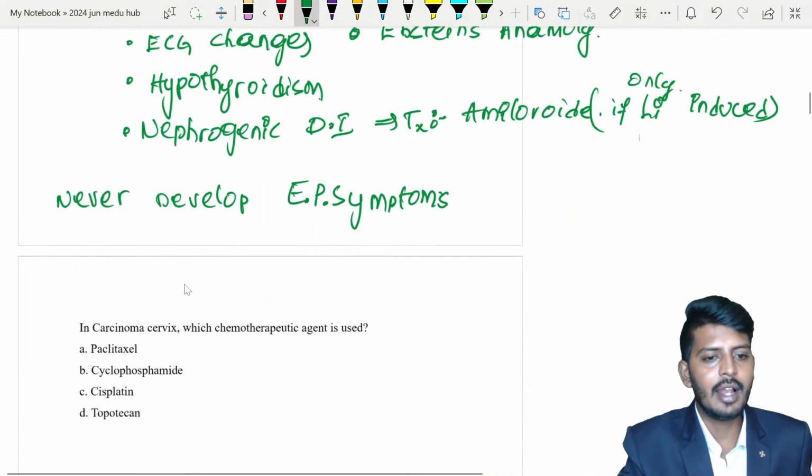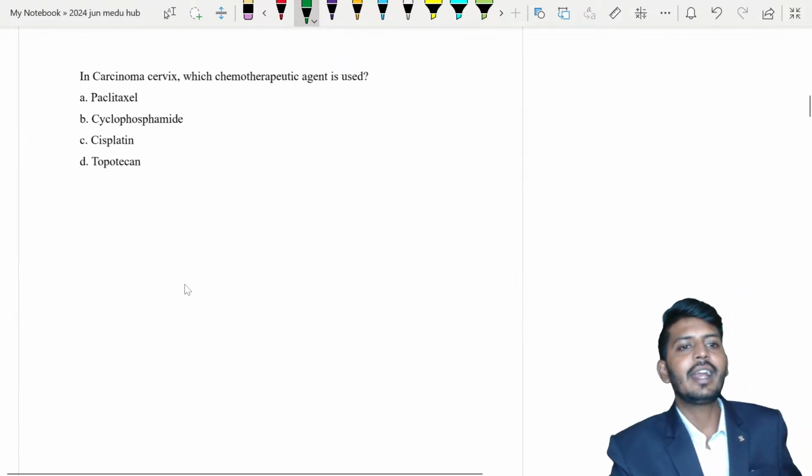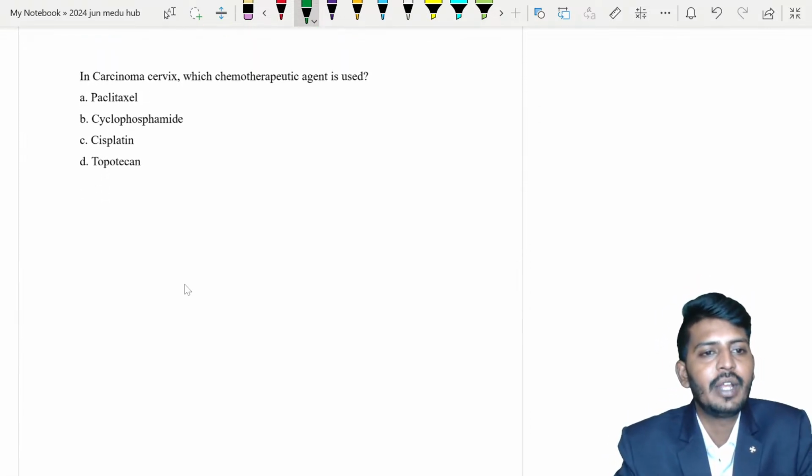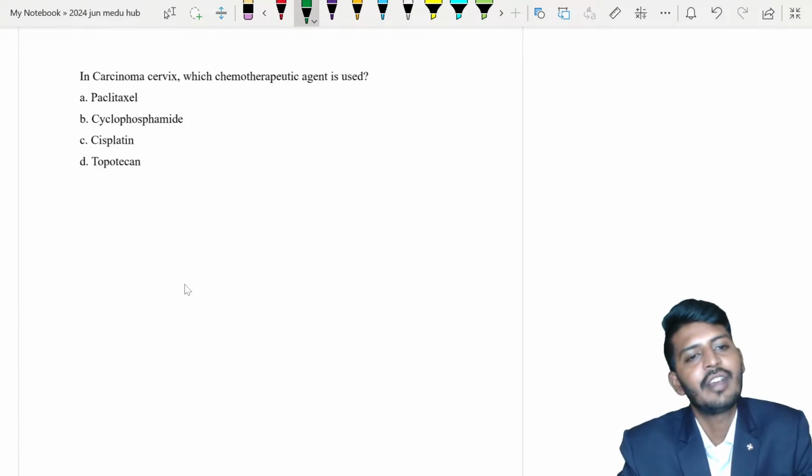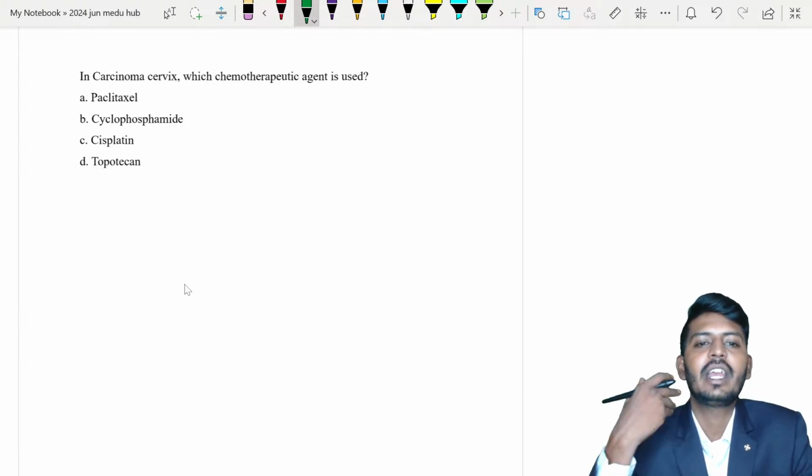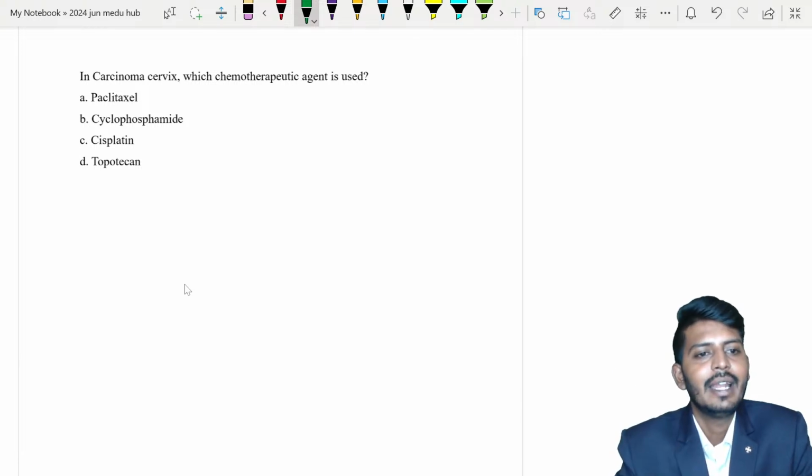Let's go to the next question. In carcinoma of cervix, which chemotherapeutic agent is used? Paclitaxel, cyclophosphamide, cisplatin, topotecan. Okay, take a wild guess.